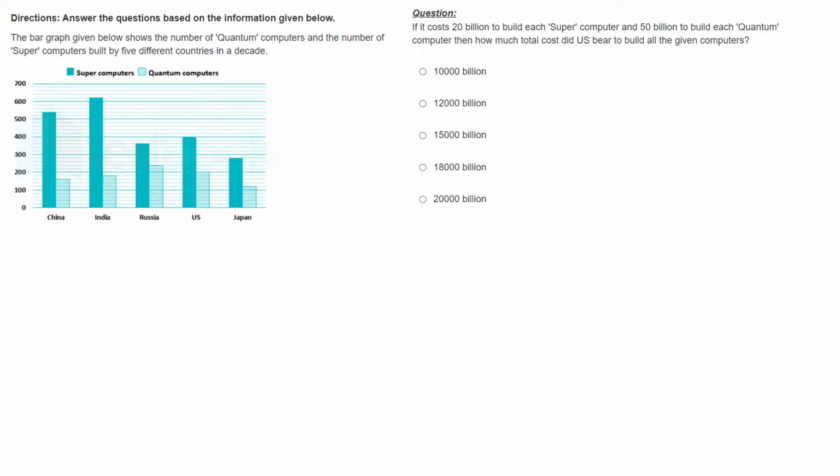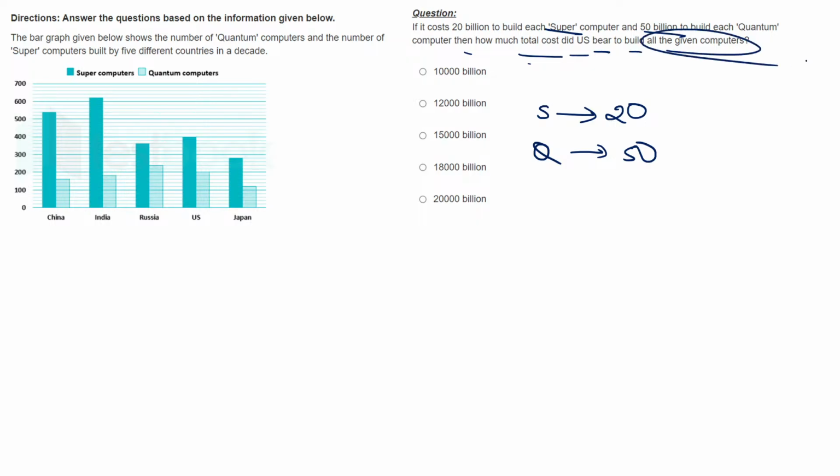Okay, it was given that it costs 20 billion to build a supercomputer, so one supercomputer is equal to 20 billion, and 50 billion for quantum computers. So quantum is equal to 50. Then how much total cost did the US bear to build all the given computers? So you have to deal with the US. Just find the number of supercomputers and the number of quantum computers.